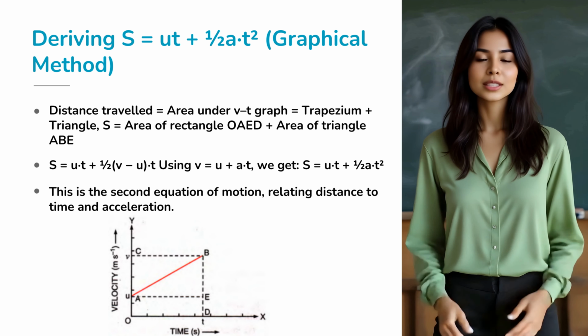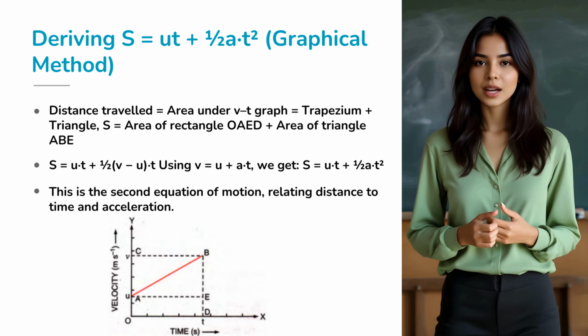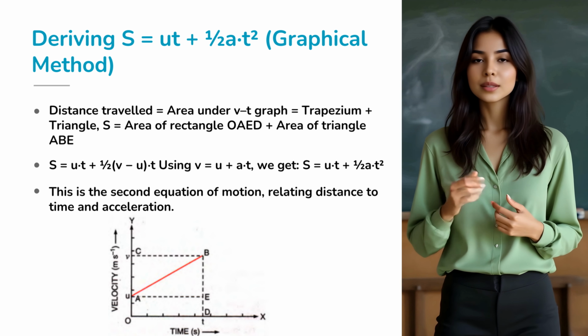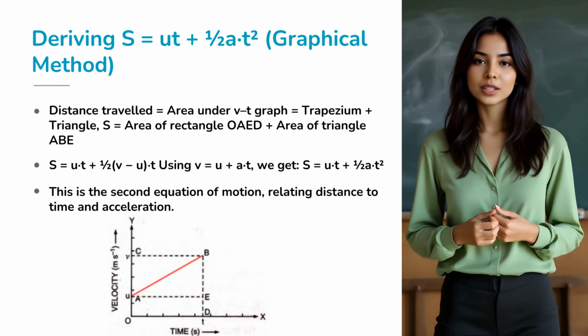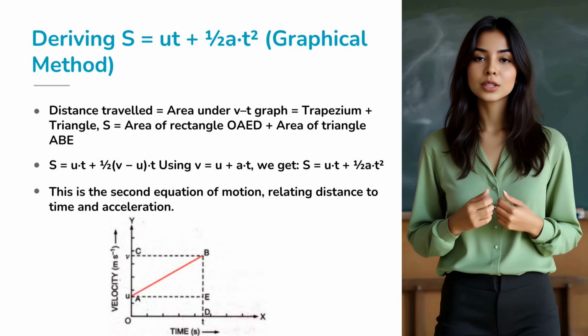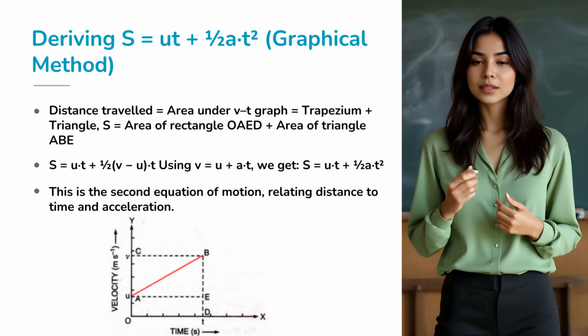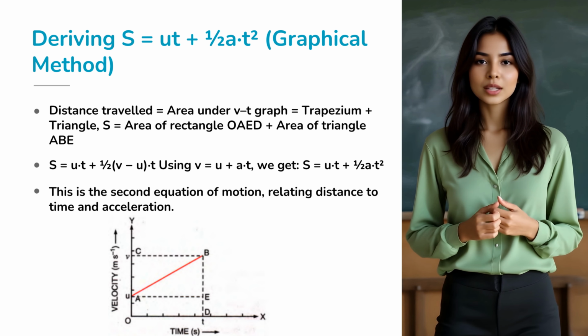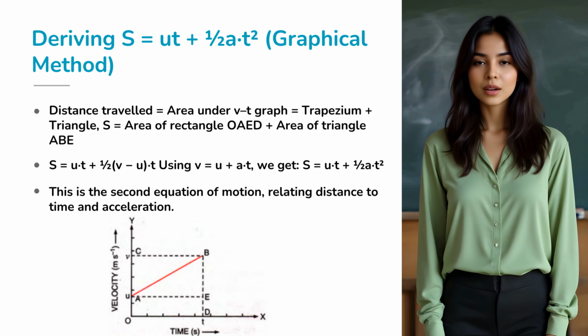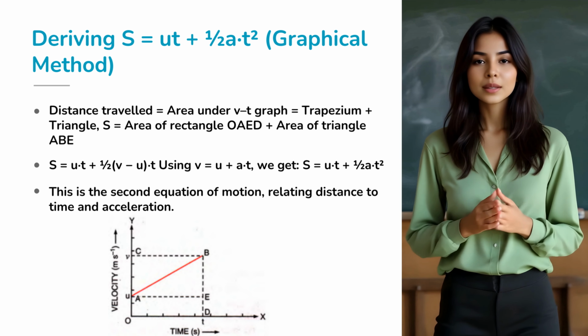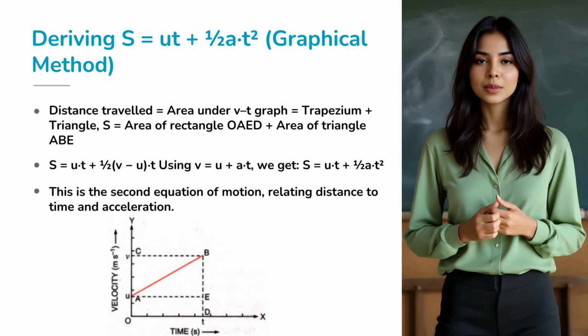Let's move on to the second equation, and this time we're going to use geometry. We calculate distance by finding the area under the velocity time graph. Look at the trapezium formed under the graph. It consists of a rectangle and a triangle. So, displacement S equals area of rectangle OAED plus area of triangle ABE.